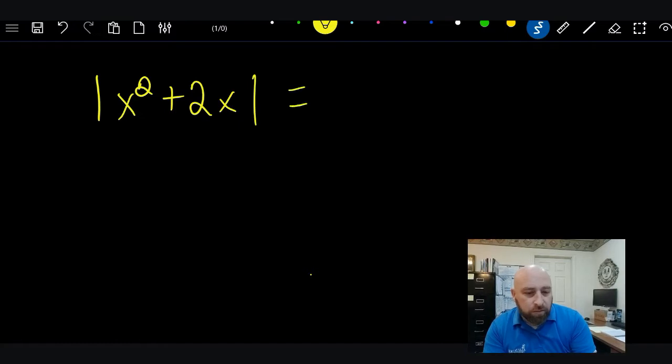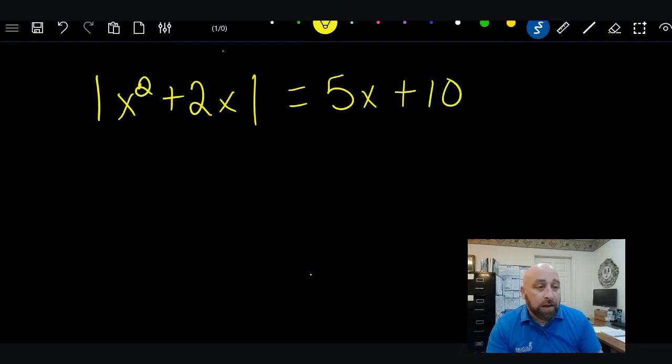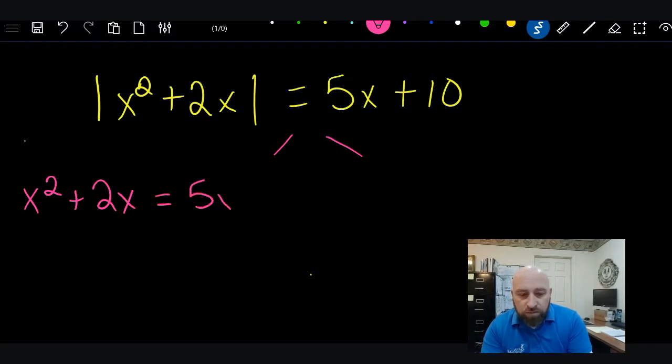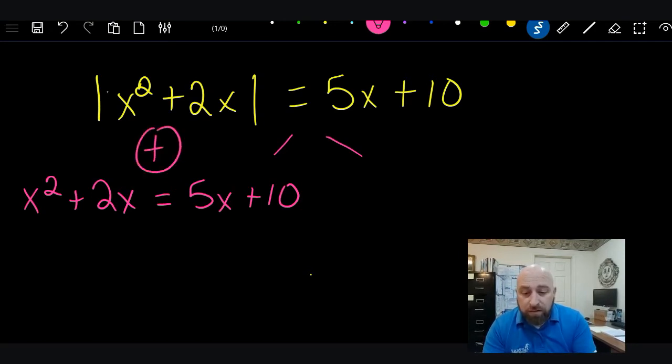and let's solve this one. So I have absolute value of x squared plus 2x equals 5x plus 10. And I want to solve this one. First of all, I'm going to split this into two equations. So we'll do one over here, we'll just do the positive value. So this is going to be x squared plus 2x equals 5x plus 10. So this is the positive value of that.